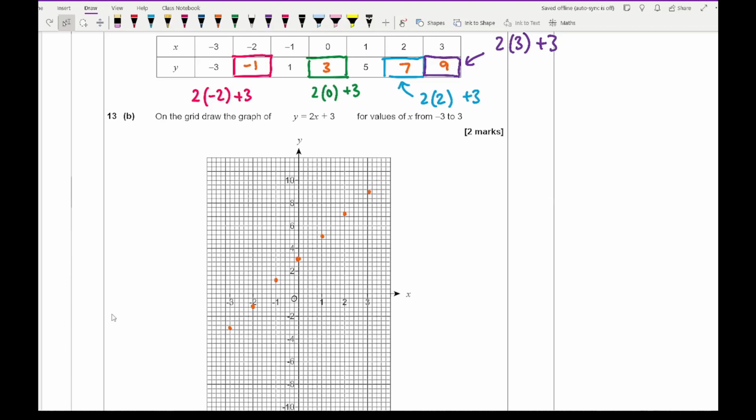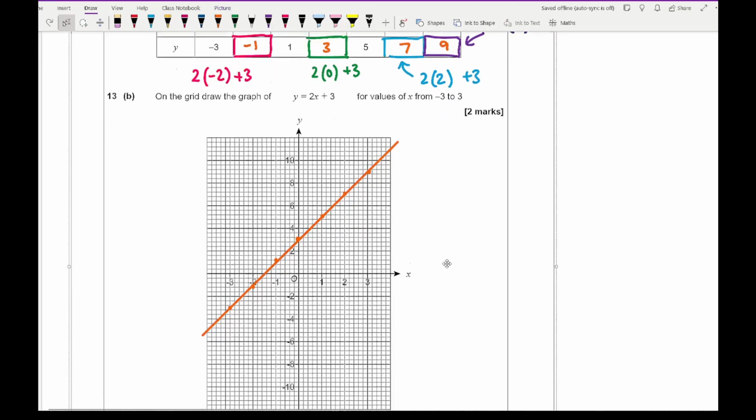And what we then need to do is draw a straight line through those points. Failure to draw a straight line would mean that you would lose a mark. And again, make sure that it goes from one end of the graph to the other.